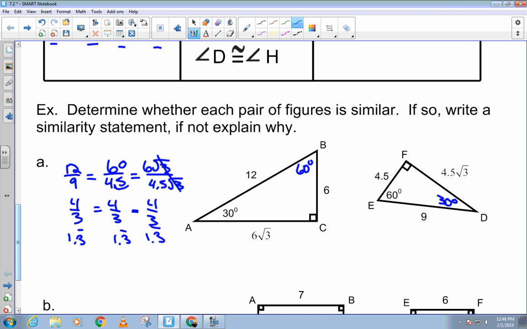Okay? You know that when I put the 0 there and I move the decimal over, I multiplied the top and the bottom by 10. That got rid of the decimal. That's where I got 60 over 4.